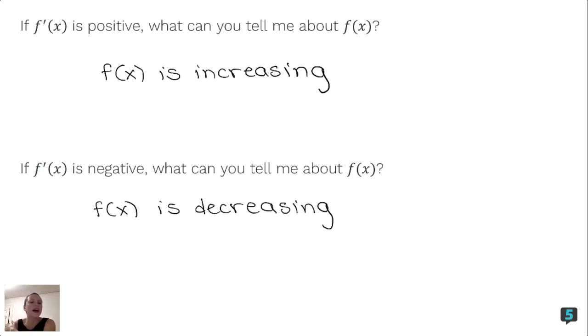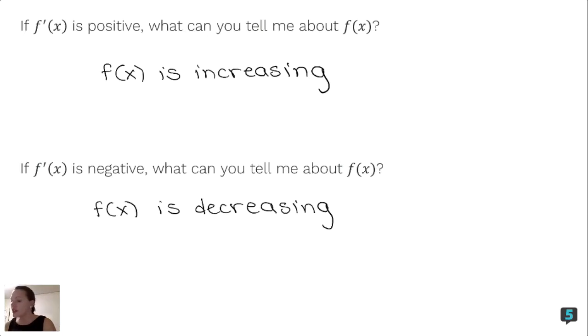To think about where we're at in our stream right now, we found critical numbers. And remember that critical numbers came from where f prime of x equaled 0 or where it didn't exist. We then found out where f prime of x was positive and negative, but that is also telling me where f of x is increasing and where f of x is decreasing.